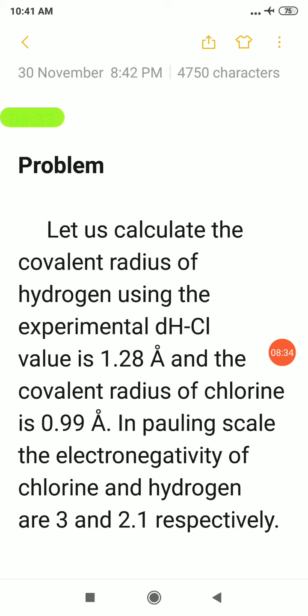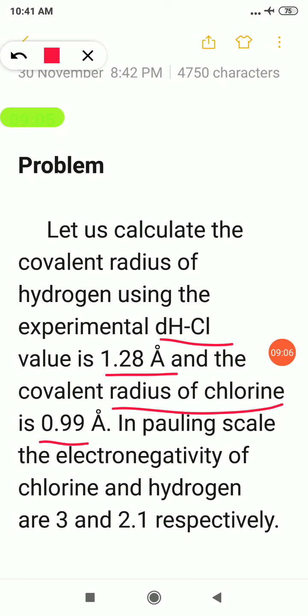Okay, let us calculate the covalent radius of hydrogen using the experimental DHCl, that is the internuclear distance between the hydrogen and chlorine atom, which is given as 1.28 angstrom, and the covalent radius of chlorine is 0.99 angstrom. On the Pauling scale, the electronegativities of chlorine and hydrogen are 3 and 2.1 respectively. So we saw what is given: the internuclear distance DHCl is 1.28 angstrom, then the radius of chlorine RCl is 0.99 angstrom, electronegativity XA is 3, XB is 2.1. Now we can substitute in the formula.